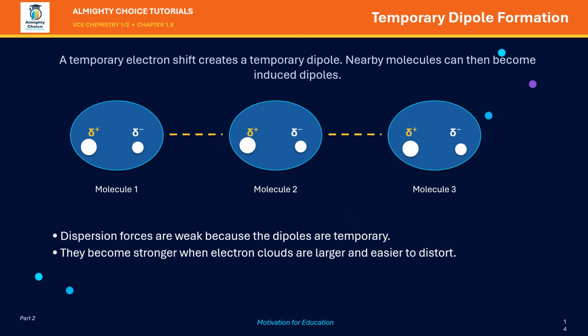This diagram shows temporary dipole formation. When electrons shift to one side of the molecule, that side becomes slightly negative and the other side becomes positive. This temporary dipole can induce a dipole in a nearby molecule. The attraction is weak because the charge separation is temporary, but it still matters, especially in large molecules.